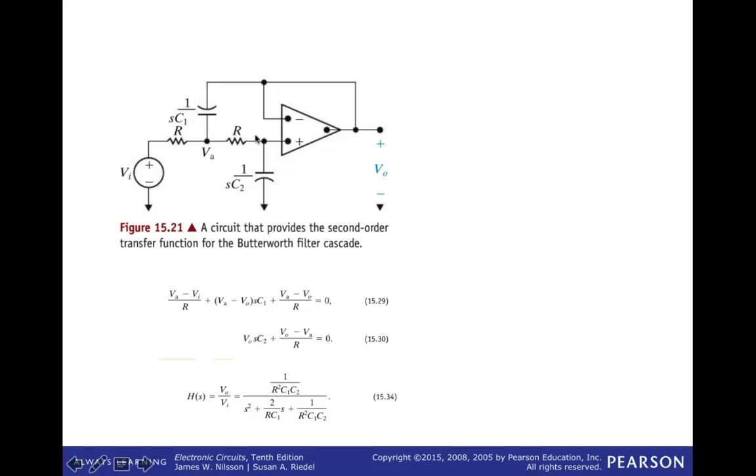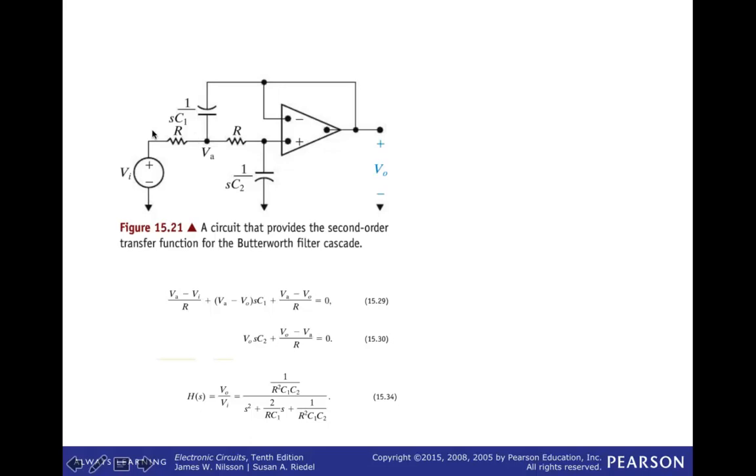Sorry, I think I totally said that wrong. This is actually VA right here. That's what they define as VA. This is V minus, this is V plus. These two are equal. The voltage across them is 0. So basically a node equation is written here at VA.